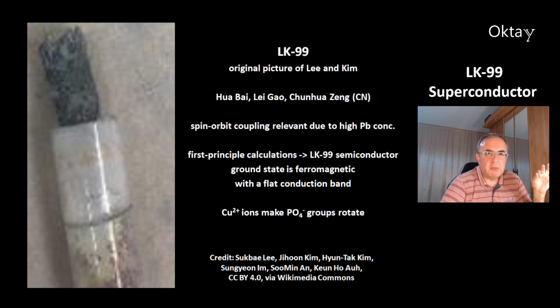The work of Hua Bai and colleagues from China predicts that spin-orbit coupling is relevant to the LK-99 because of the high concentration of lead. Their first principles calculations show that LK-99 is a semiconductor, ground state is ferromagnetic, with a flat conduction band, and they confirm that the copper ions make the phosphate ion groups rotate.